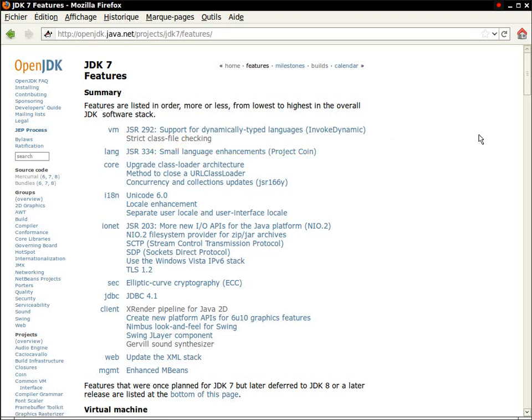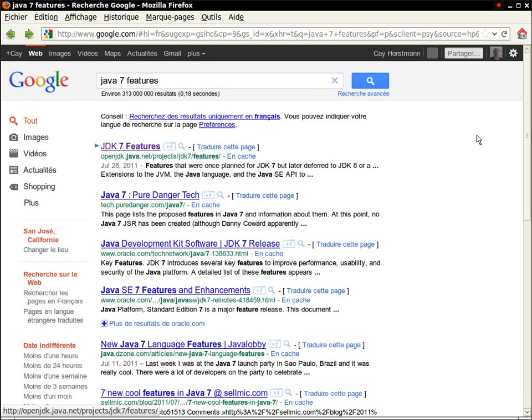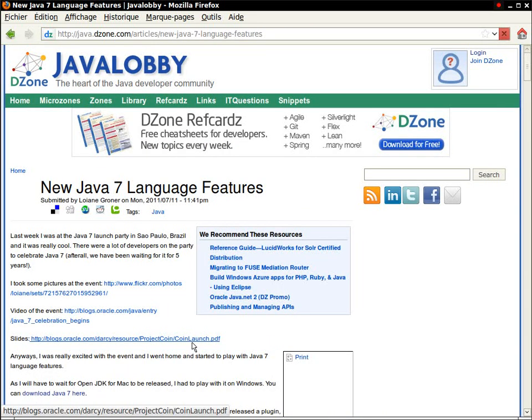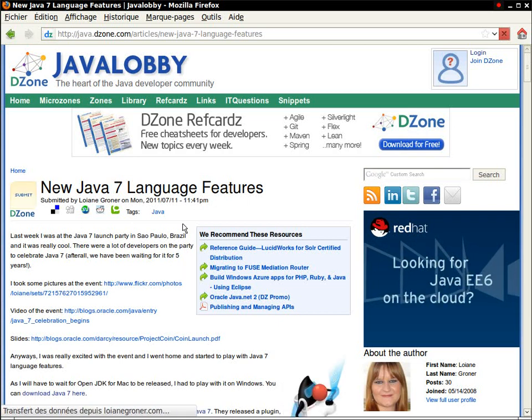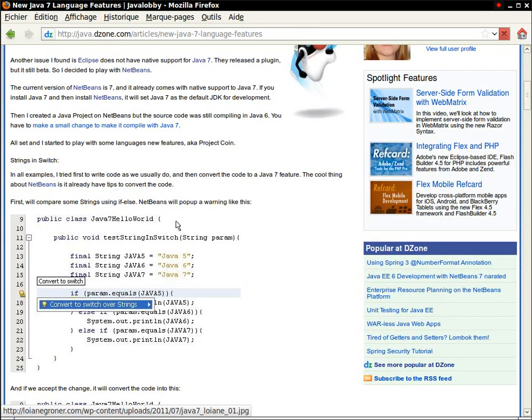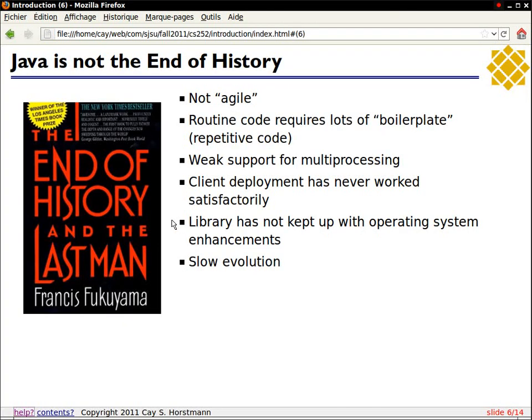So here you find a complete list of features, and let's see if someone blogged about it. Here we have a blog. Someone says, okay, Ant, what does he want to point out as the most exciting feature? Strings in switch. Ladies and gentlemen, you can now use strings in a switch statement. That is not what I would call rapid advance in language technology, right? And that is the most exciting feature in Java 7.